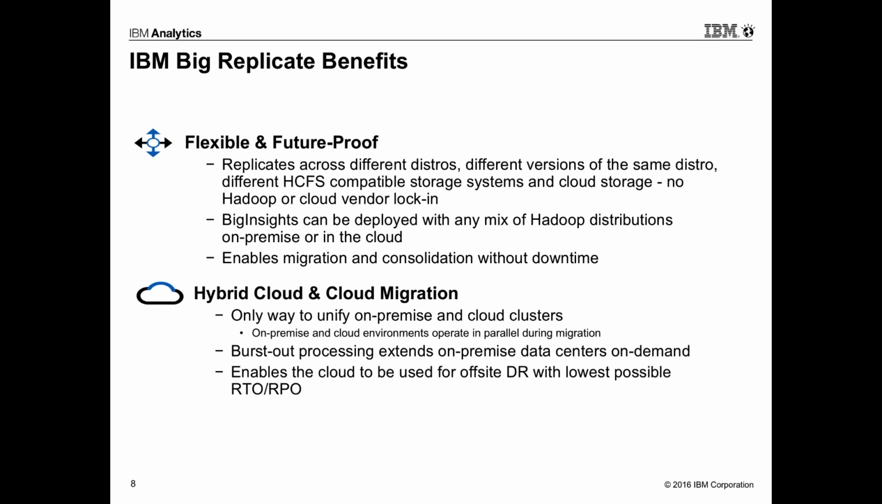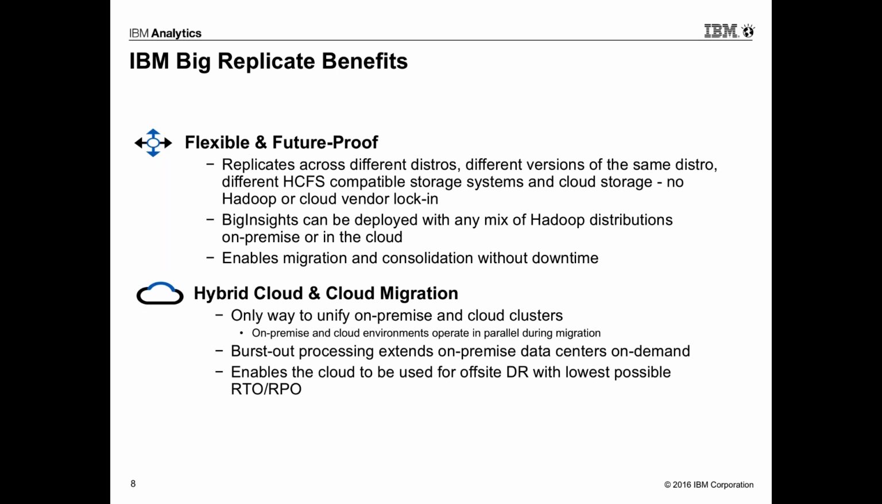Flexible and future-proof. Like I said, BigReplicate allows you to replicate between different distributions from different vendors or different versions of the same distribution, and also whether it's HDFS or any HDFS-compatible file systems and cloud storage. There's no vendor lock-in with BigReplicate, and it allows you to do migrations to and from different versions without any downtime.